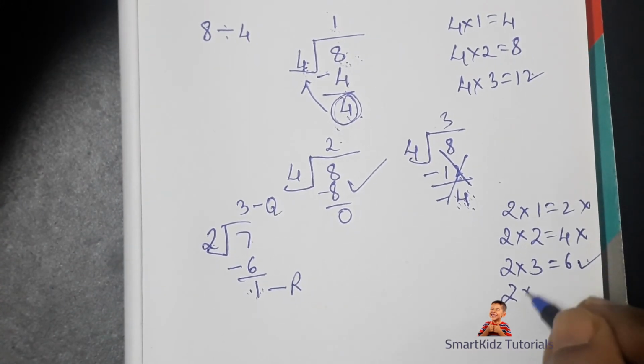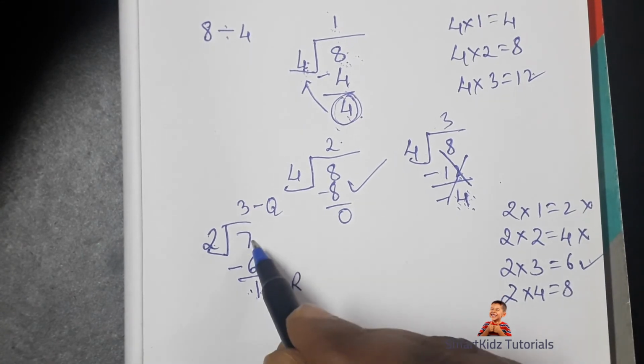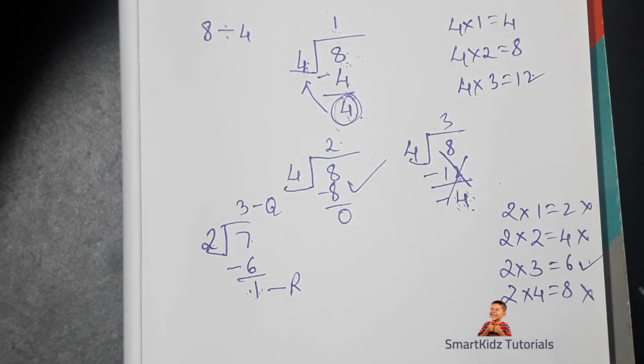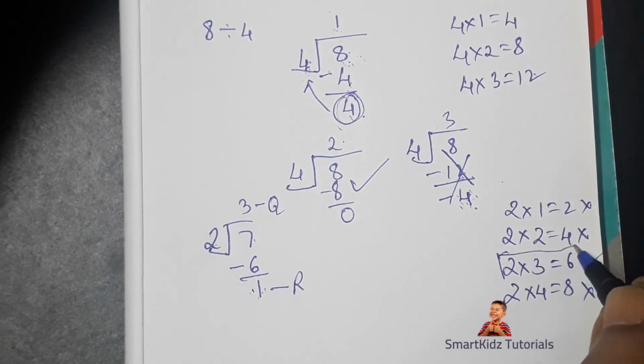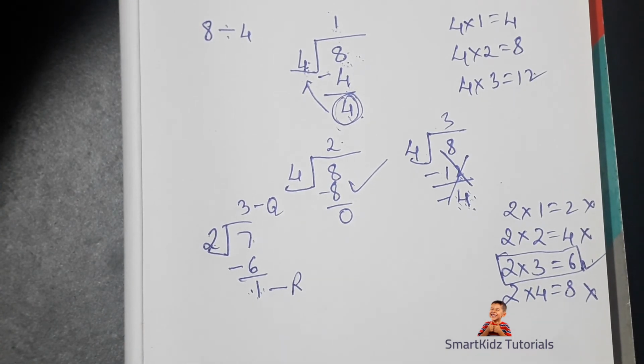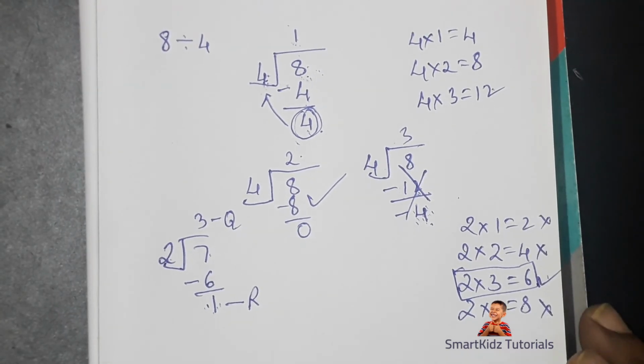What if we had tried 2 into 4? That would have given us 8. Then it would be 7 minus 8 and that would have given us a negative answer. So we rule out 2 into 4. So the right option would be 2 into 3, though it gives us a remainder. So it's okay to get a remainder in a division. So that's the basic division.